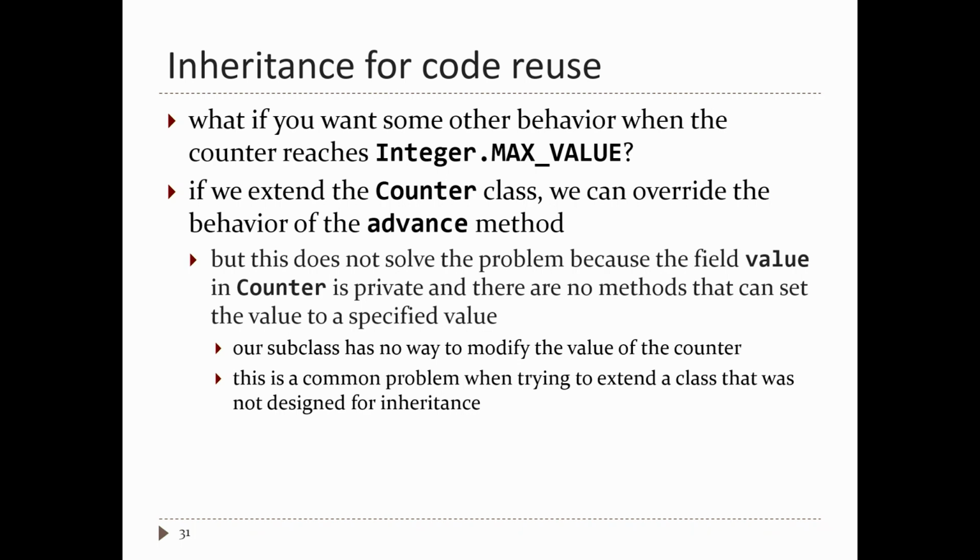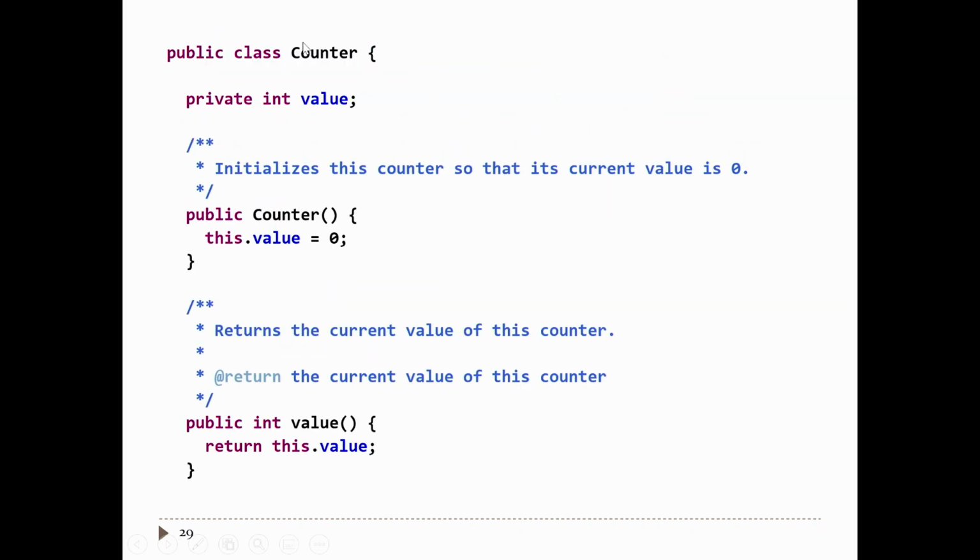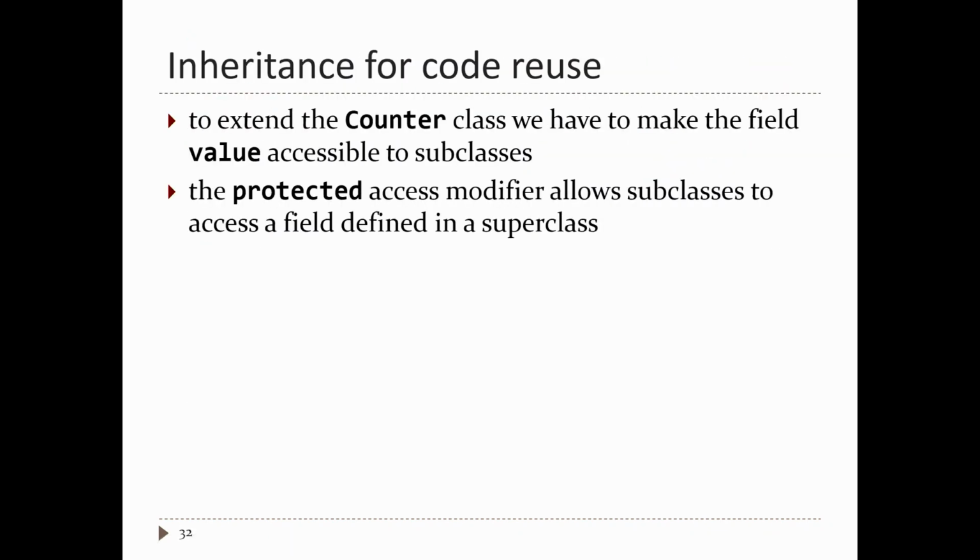And if we're going to change the way that advance behaves, we need a way to change the value of the counter. Now, this is a common problem when you try to extend a class that was not designed for inheritance. When we made the counter class, we had no idea that inheritance even existed in the Java language, so we never created this class with inheritance in mind. So if I want to use the counter class as a superclass, I have to do some surgery on the counter class.